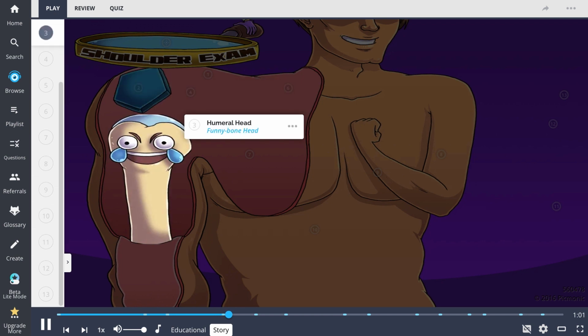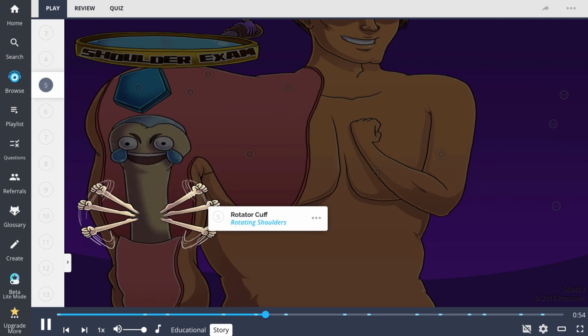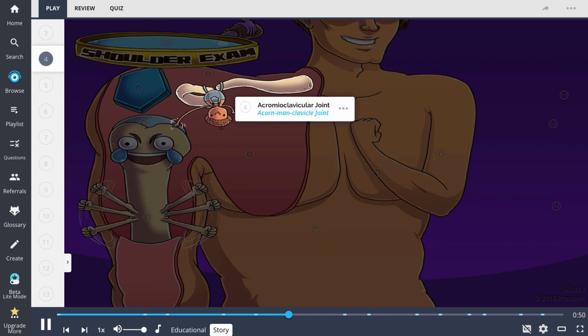It seems the funny bone's lost his head. He's laughing like a madman and rotating his shoulders. It seems that little acorn man is hanging from the clavicle joint and tickling him. Get out of there, you scamp!